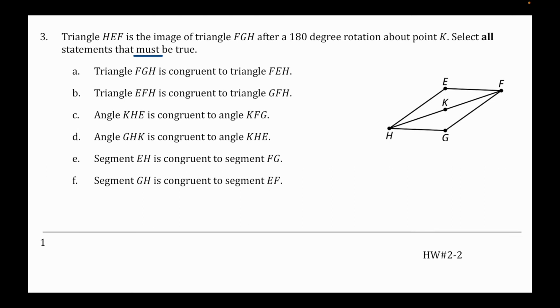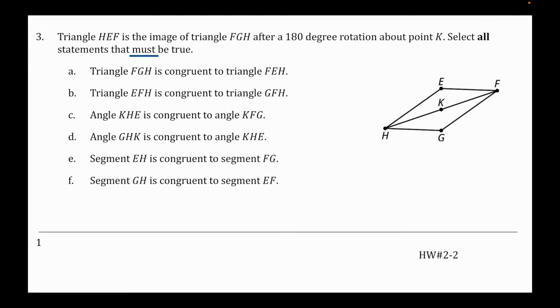Okay, so FGH congruent to FEH. Let's actually just trace those out. This says FGH congruent to FEH. That would be true if this was a reflection across this middle line, but it's not. So not one of our answers. EFH congruent to GFH is saying basically the same thing. Again, true if it was a reflection, but it's a rotation.